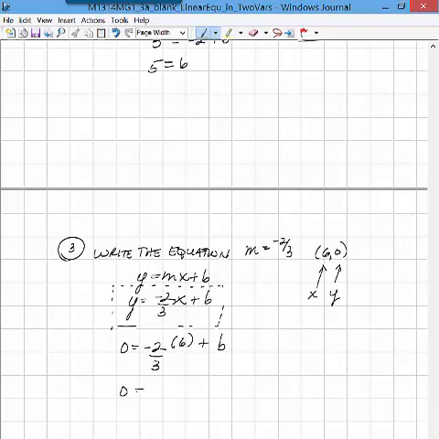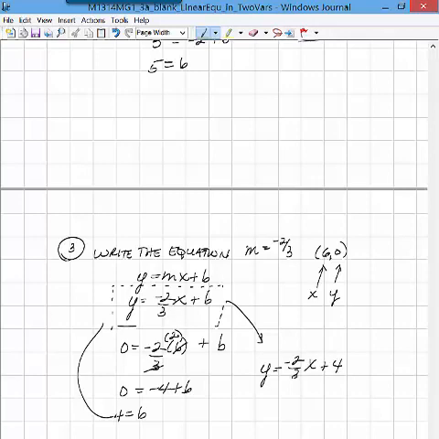So then 0 equals, 3 divides into 6 two times. So you have a negative 2 times 2, which is a negative 4. So b is equal to 4. So your equation becomes y equaling negative 2/3 x plus 4.